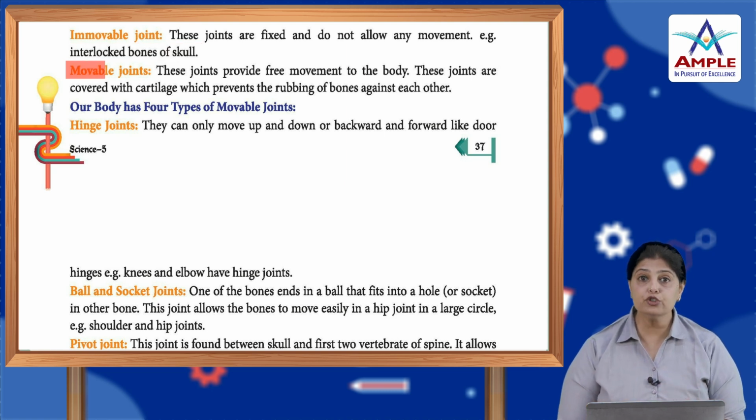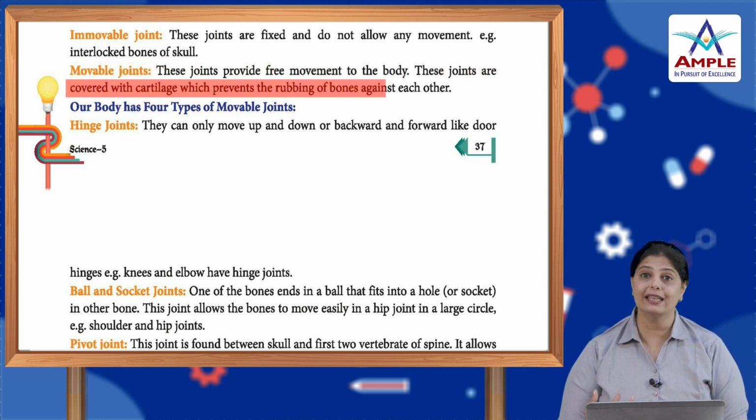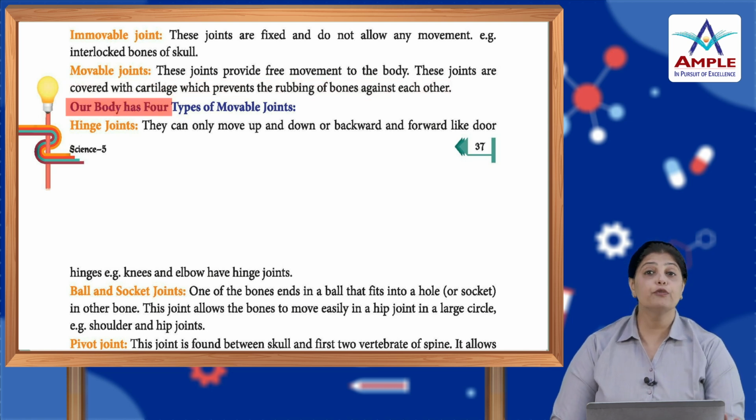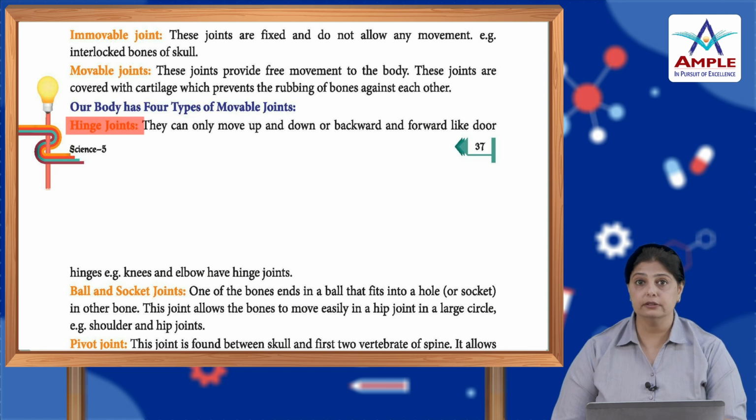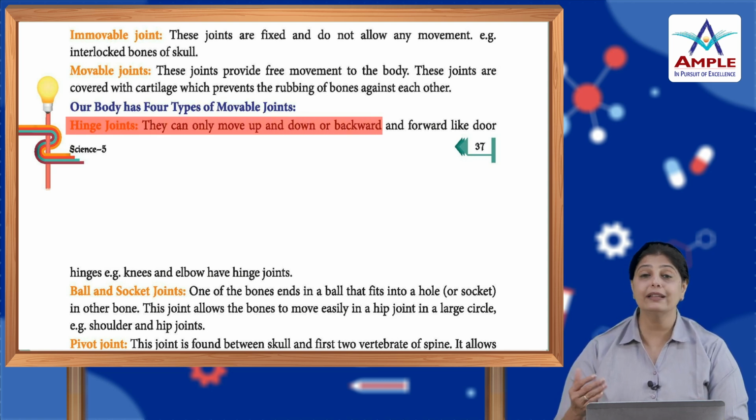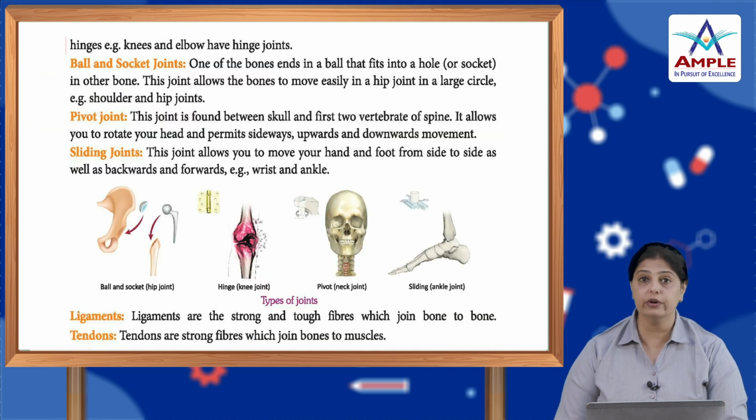Now movable joints. These joints provide free movement to the body. These joints are covered with cartilage which prevents the rubbing of bones against each other. Now our body has 4 types of movable joints. The hinge joint can move up and down or backward and forward like door hinges.